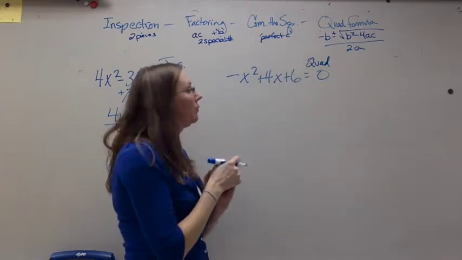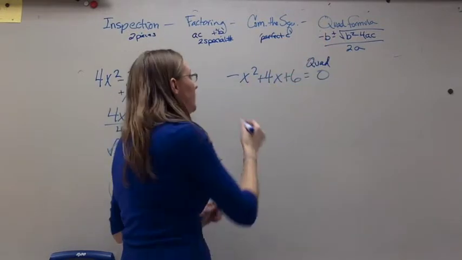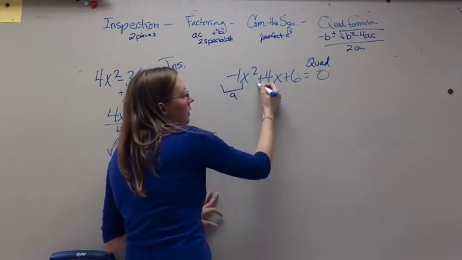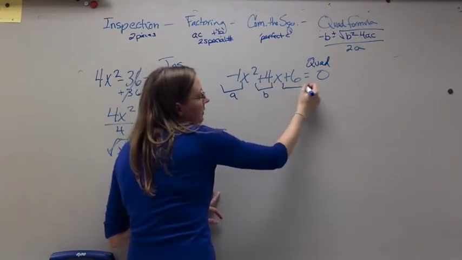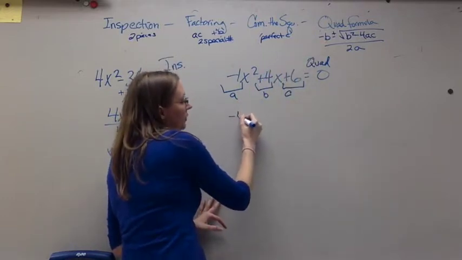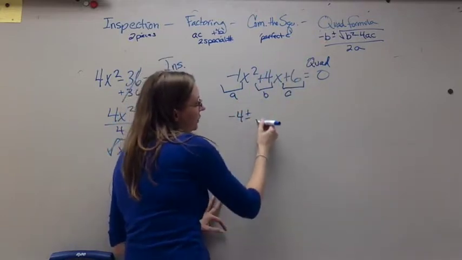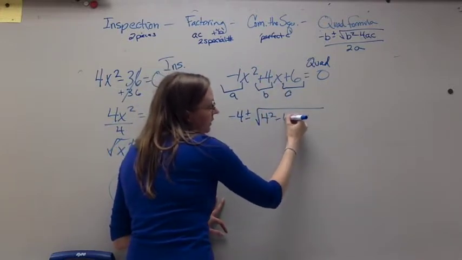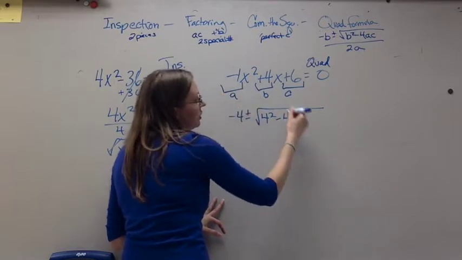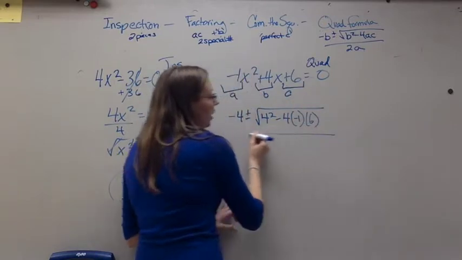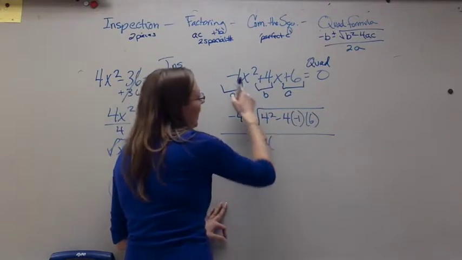Again, I would accept either this or this. It doesn't matter to me. So in the quadratic formula, I have to outline my A, which is actually -1, my B, and my C. Now I'm going to do -B. My B is +4, so -4, plus or minus the square root of B squared, 4 squared, minus 4 times my A, which is -1, times my C, which is +6, all over 2 times -1.